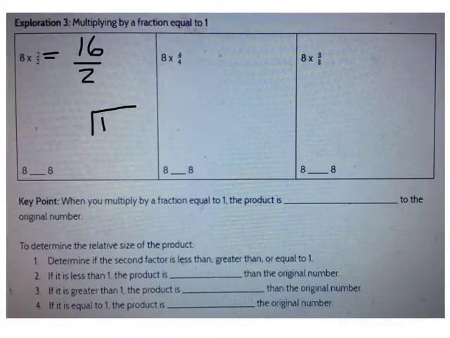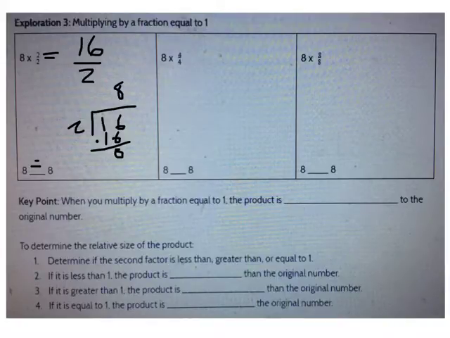When I divide 16 divided by 2, what's the result? It's 8. Is 8 less than, greater than, or equal to 8? 8 is equal to 8. Let's do another. What's 8 times 4 over 4?